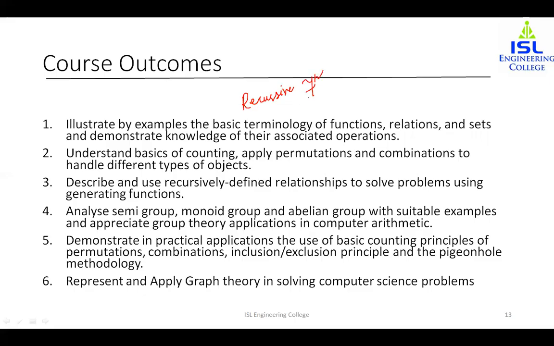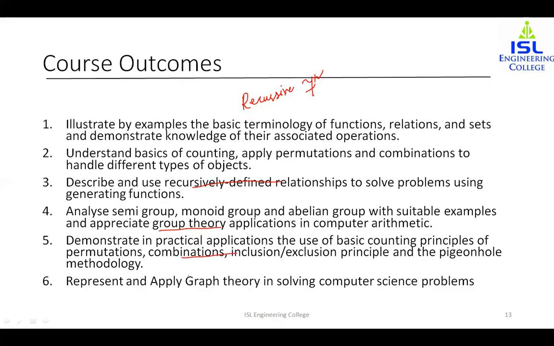So a part of recursive function is recurrence relation and recursively defined relationships. So we'll study a bit of that. Then we have computer group theory applications. This will be a new topic and we'll study it soon. And then again, permutations, combinations, and graph theory that I've already explained in the last slide.